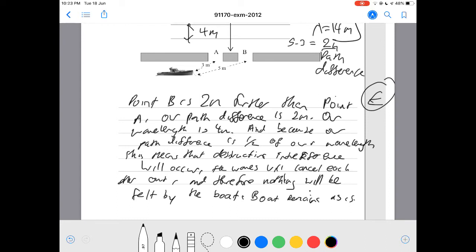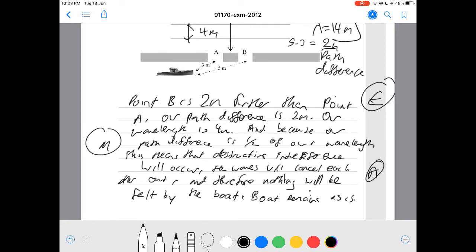To get your merit grade, 2 correct points will get you a merit. And to get achieved, you say that the boat will remain calm due to destructive interference, or you can say that circular wavefronts are produced as the waves go through each gap. Either one of those will get you an achieved.